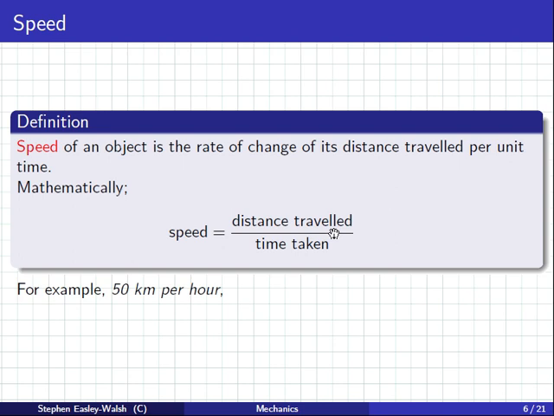Oh yeah, so for example, 50 kilometers per hour, or 10 meters per second, or 1 step per second. These are all speeds. Okay?